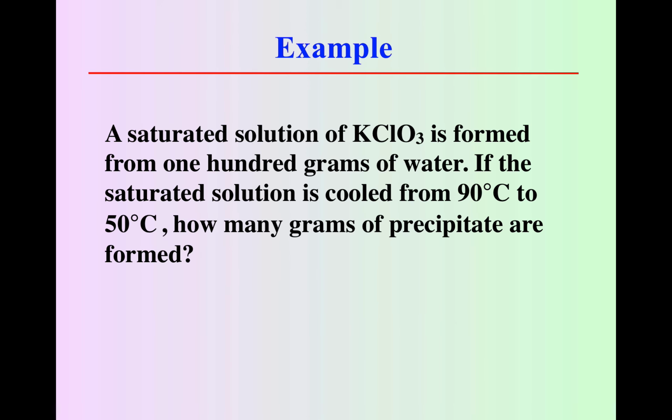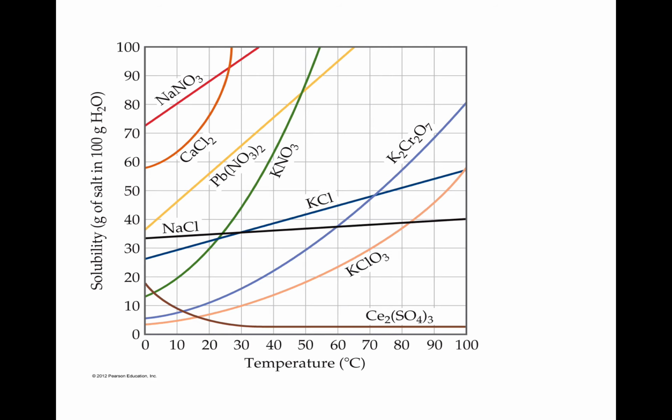All right, so this would be a problem, right? A saturated solution of potassium chlorate is formed with 100 grams of water. All right, so it's saturated. If you're cooling it from 90 degrees Celsius to 50, how many grams will drop out, right? So the solution can only hold a certain amount of potassium chlorate at 90 degrees. In this problem, they don't tell you how much. You'd need some tool to figure this out, and this is what a solubility curve is. It plots how soluble a particular solute is in 100 grams of water at a certain temperature.